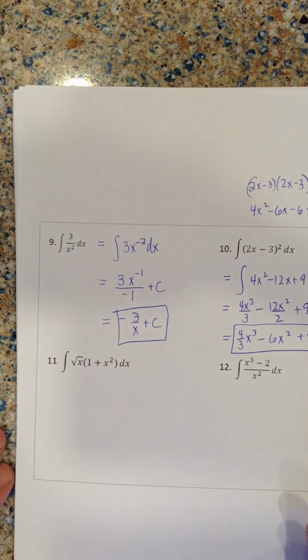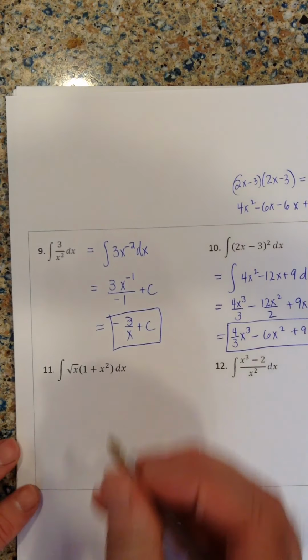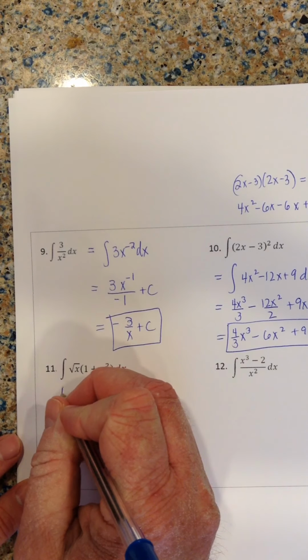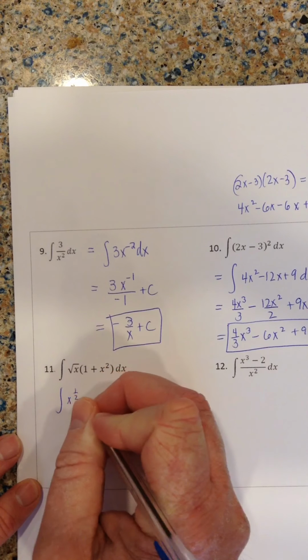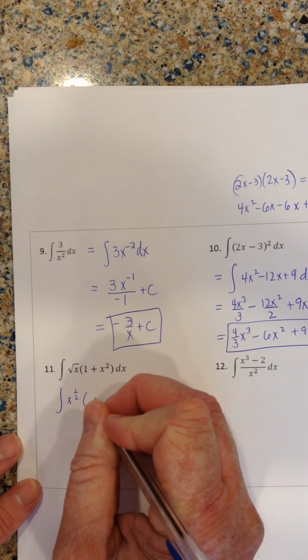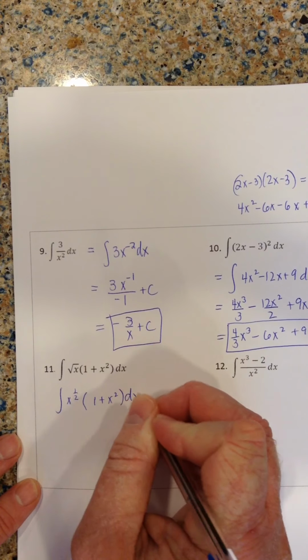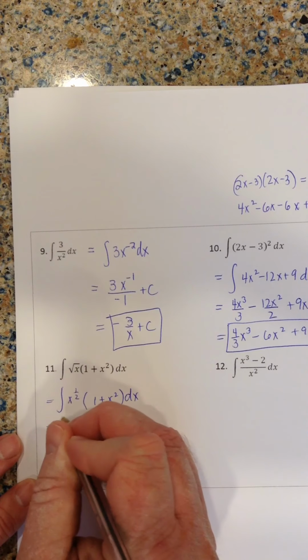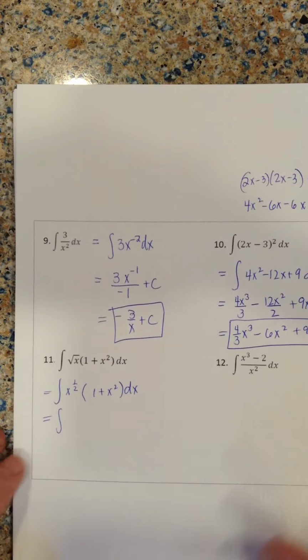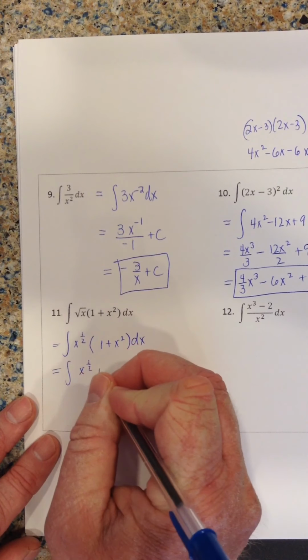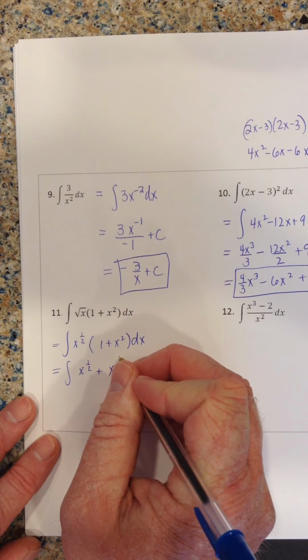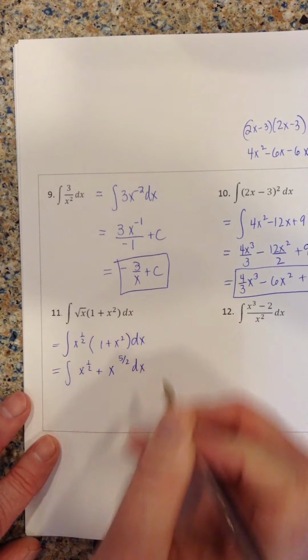Okay, number 11. I'm going to have to distribute that, but I'm going to rewrite it first. 1/2 x to the 1/2 times 1 plus x squared dx. So I'm going to distribute that, and again, I haven't done any calculus yet. So I get x to the 1/2 plus x to the 5/2 dx.